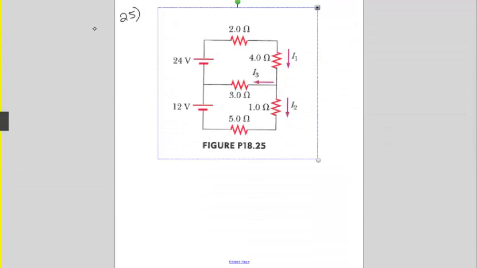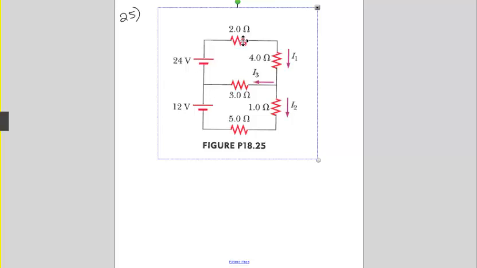Recording started. Okay, we're doing problem 25 in chapter 18. This is an example of a problem where you need to use Kirchhoff's laws to solve for the voltages and currents in this particular circuit, and that's because we have two batteries.